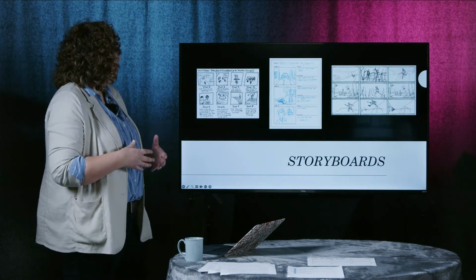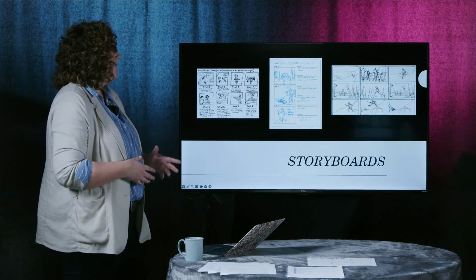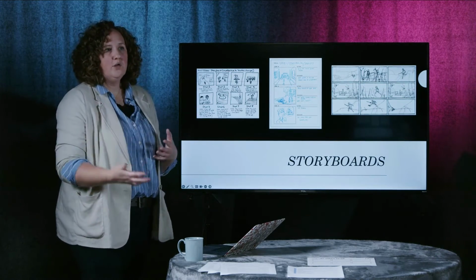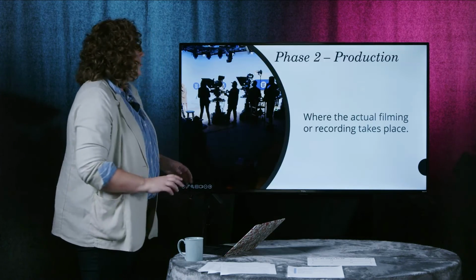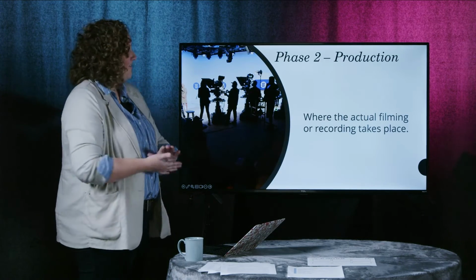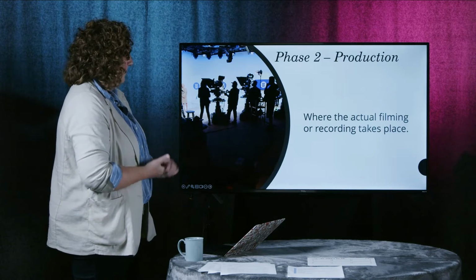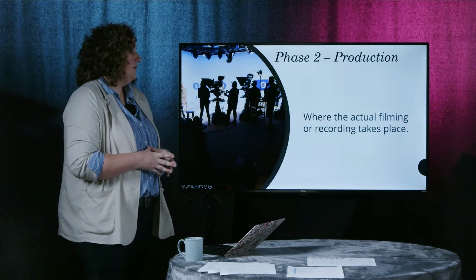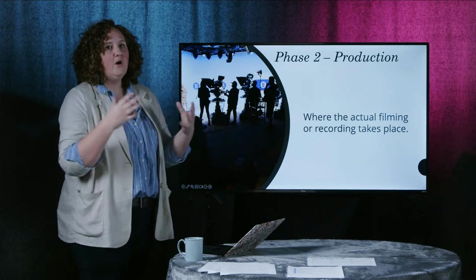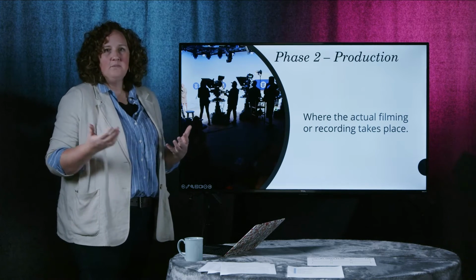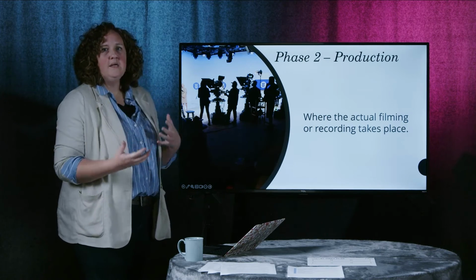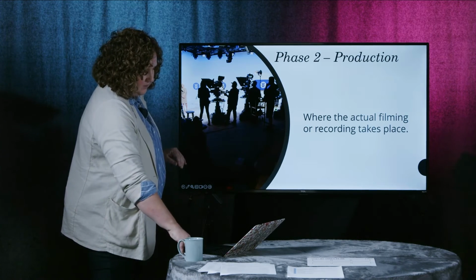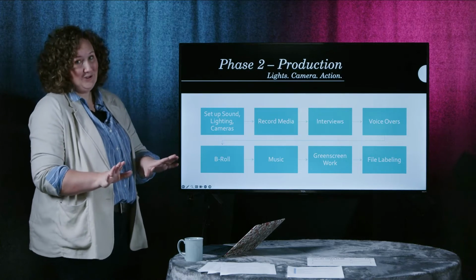So once you lock down all of these ideas and you have all of these productions in place and the scheduling and the contracts and all of that done, you are now ready for phase 2. Now, phase 2 is the production phase. So this is where the actual filming or recording takes place. So all of that organization, all of those nights of planning and walking through and seeing and budget counts and all of that lead up to production. So it's really where the magic happens.